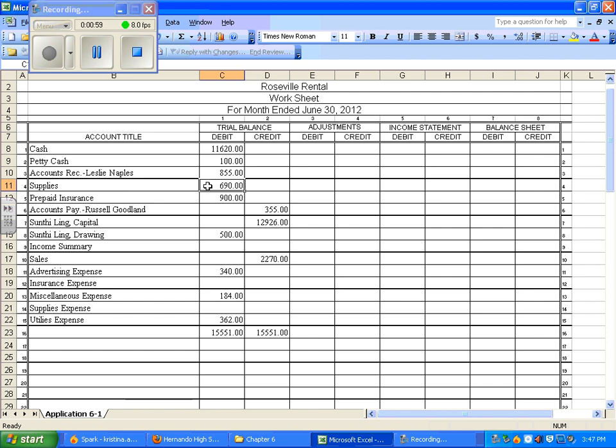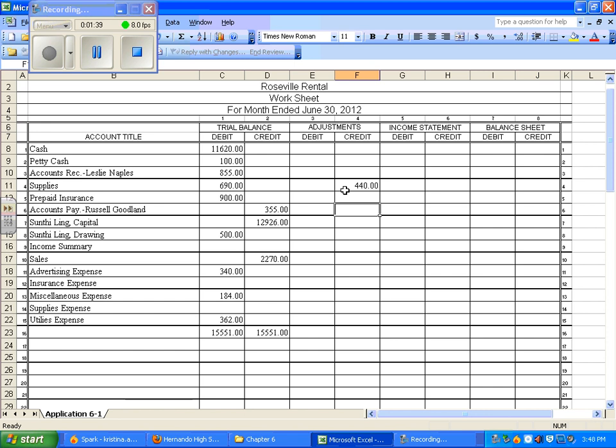So we don't actually have $690. We actually have $250 in supplies. So we need to adjust this $690 debit to make it accurately reflect a $250 debit. So we're going to need to determine the difference. 690 minus 250 is $440. So we want this 690 debit to become a $250 debit. So we're going to credit it $440 because a 690 debit and a 440 credit will become a $250 debit, and that is what we actually have on hand.